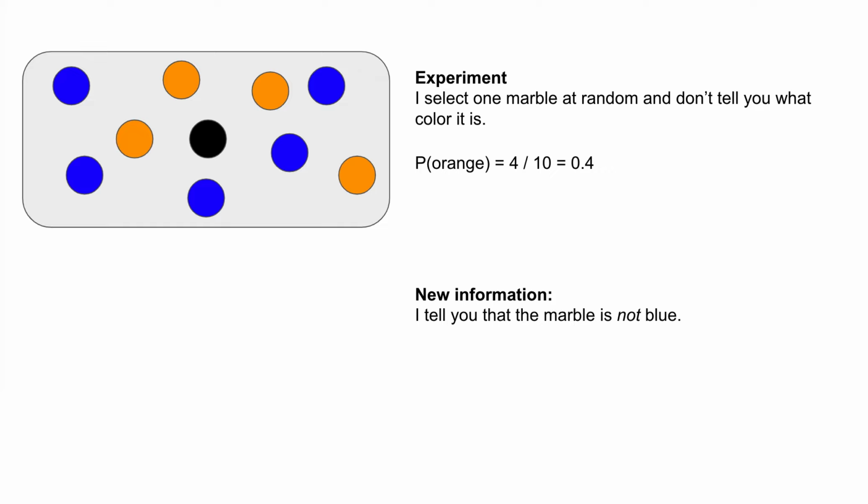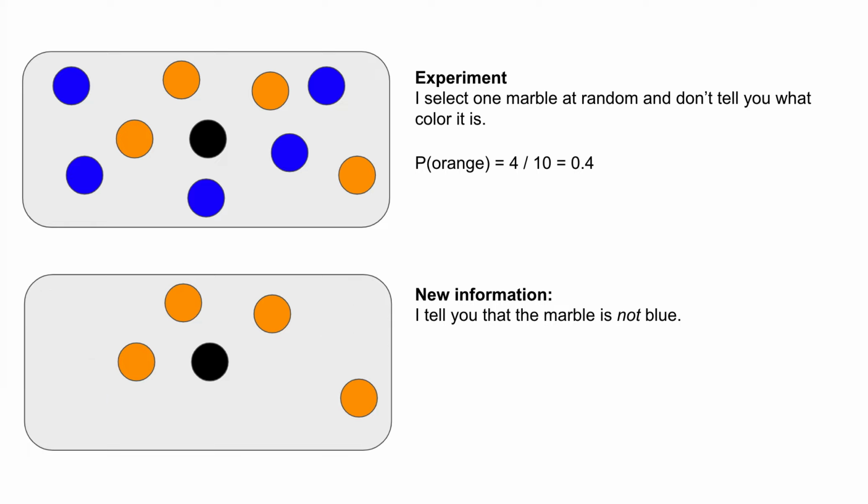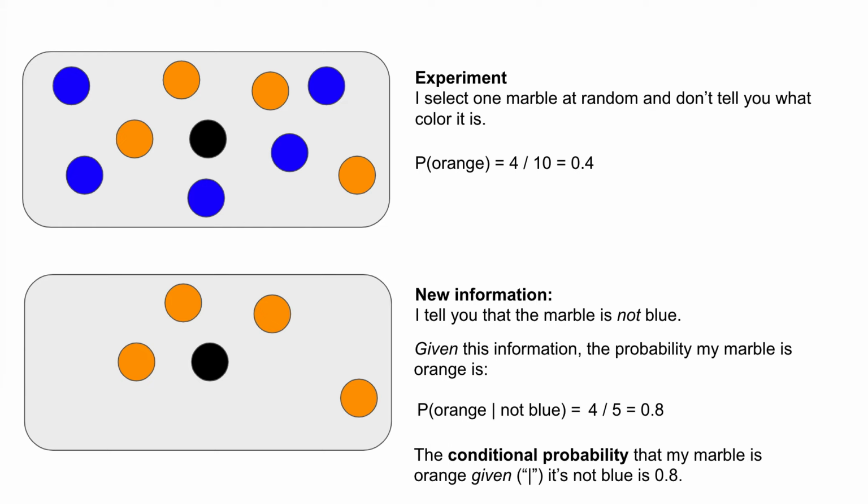Next, suppose I accidentally slip, and I tell you that my marble isn't blue. This information shrinks the sample space to only 5 possibilities. Thus, given the information that I didn't pick a blue marble, there's now a 4 out of 5 chance, or a 0.8 probability, that I got an orange marble. This calculation is what we call a conditional probability. The conditional probability that my marble is orange, given that it's not blue, is 0.8.